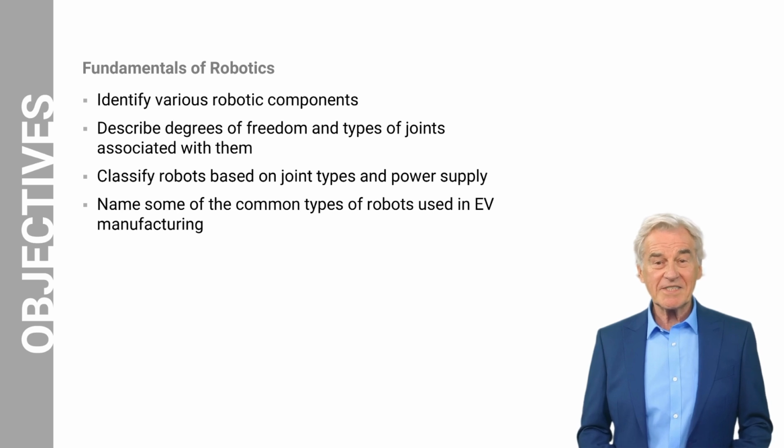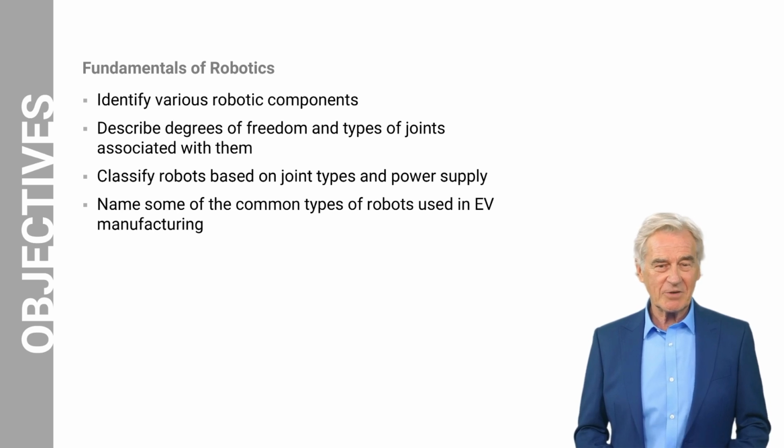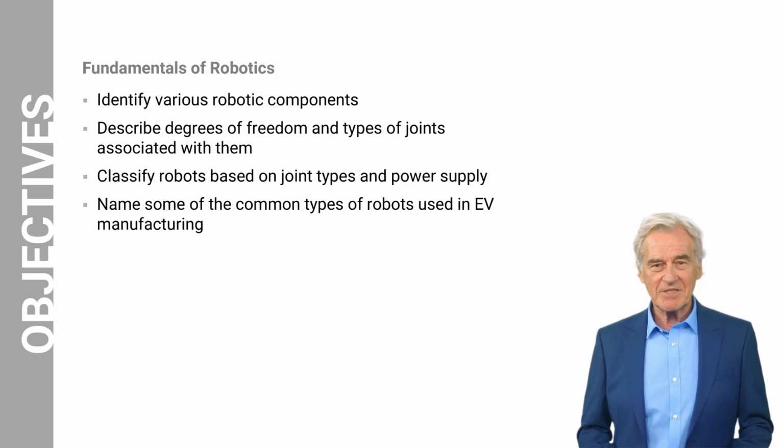Upon completing this lesson, learners will be able to identify various robotic components and describe degrees of freedom and types of joints associated with them. Learners will also be able to classify robots based on joint types and power supply and name some of the commonly used robots in EV manufacturing.